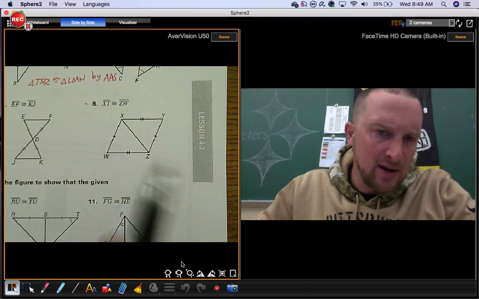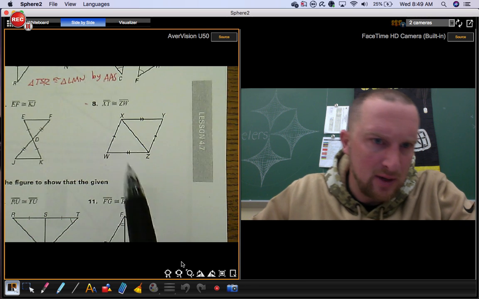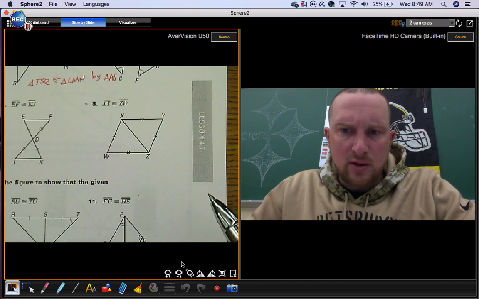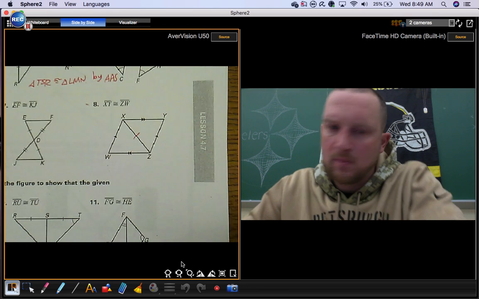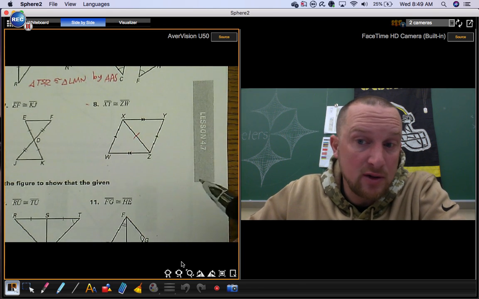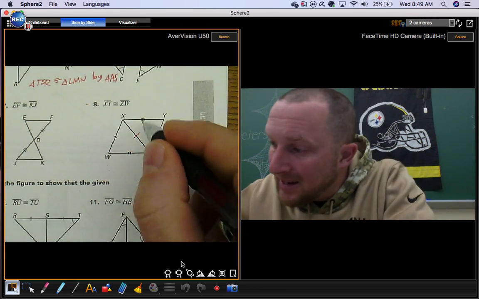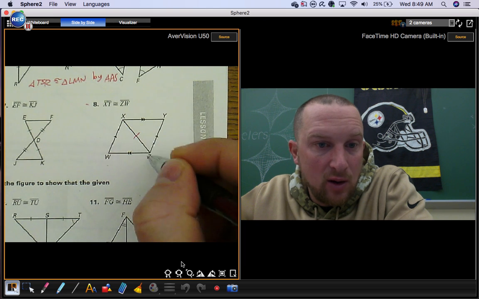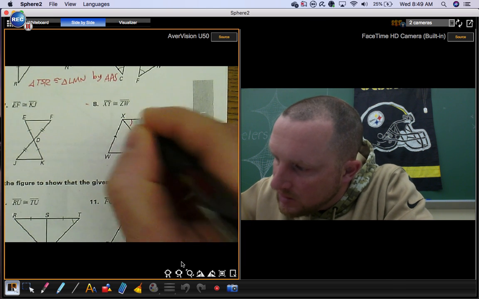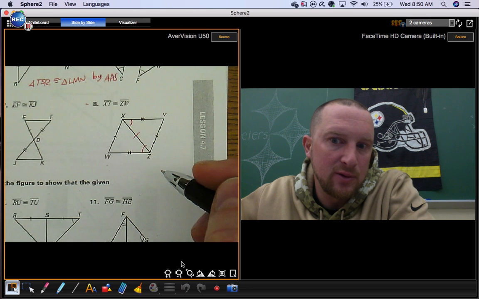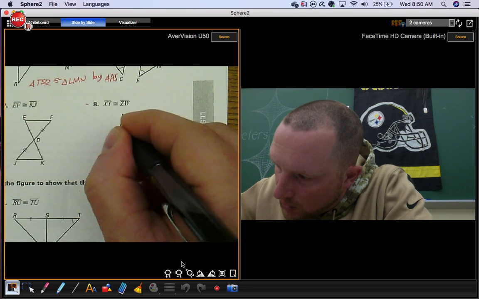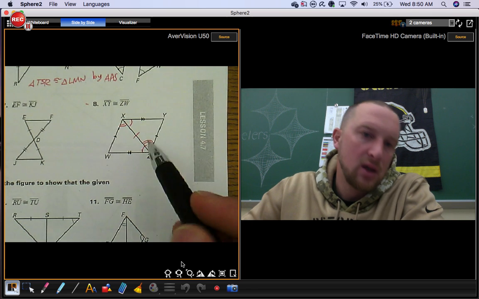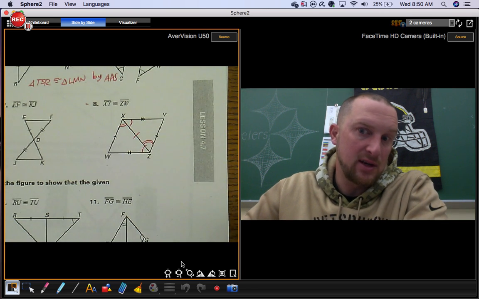Skip down here to number 8 because that's one that we like to forget about. Are these triangles congruent? Well, there's no pairs of congruent parts marked. I see a pair of sides that are congruent by the reflexive property, and I see some parallel sides and alternate interior angles that forces those alternate interior angles to be congruent. These are parallel as well, so these angles are congruent too. These triangles are congruent by angle side angle.